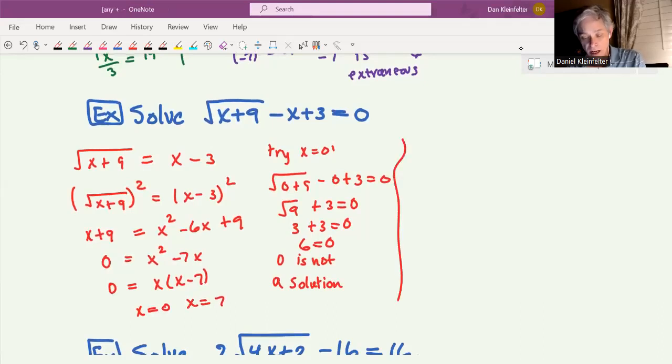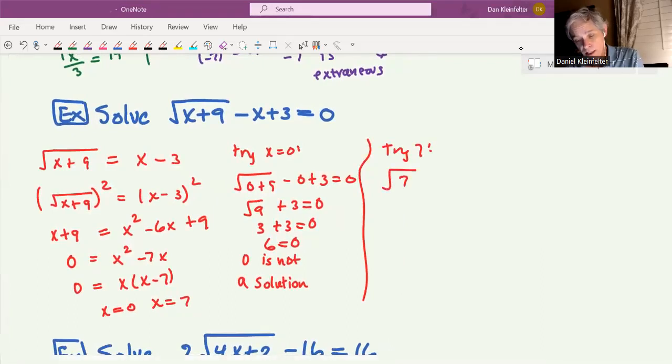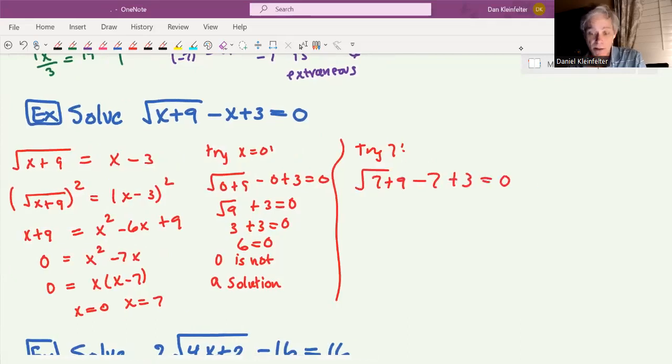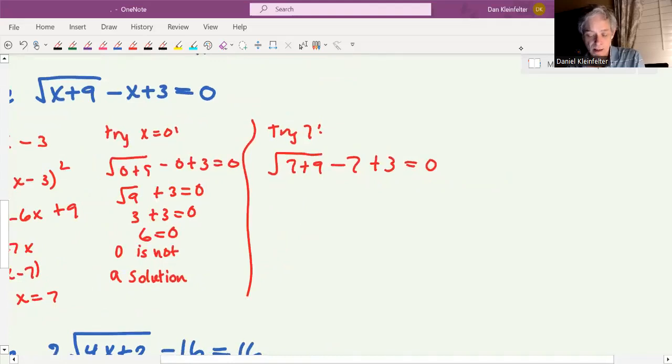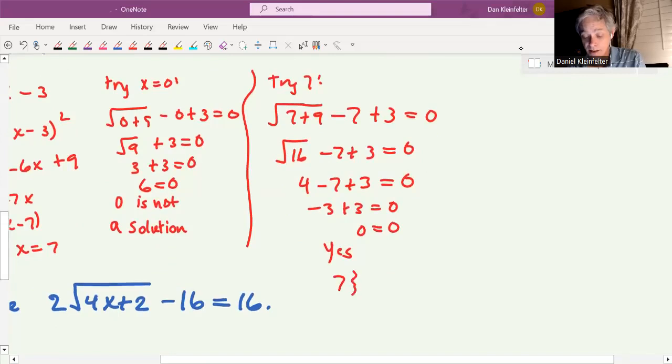Okay, so let's try 7 next. We'll have the square root of 7 plus 9, minus 7, plus 3. And that had better turn out to be 0. So let's see. 7 plus 9 is 16, and the square root of 16 is 4. This one's looking good. 4 minus 7 is negative 3, and negative 3 plus 3 is equal to 0. Okay, so that works. This time our only solution is going to be the 7.